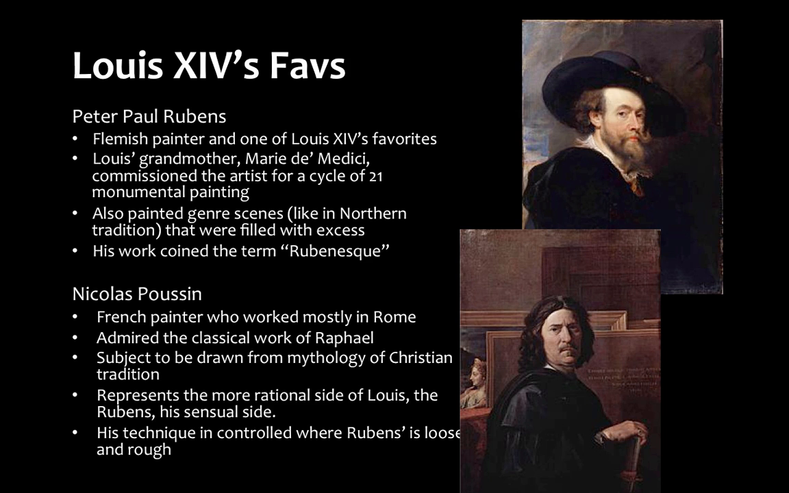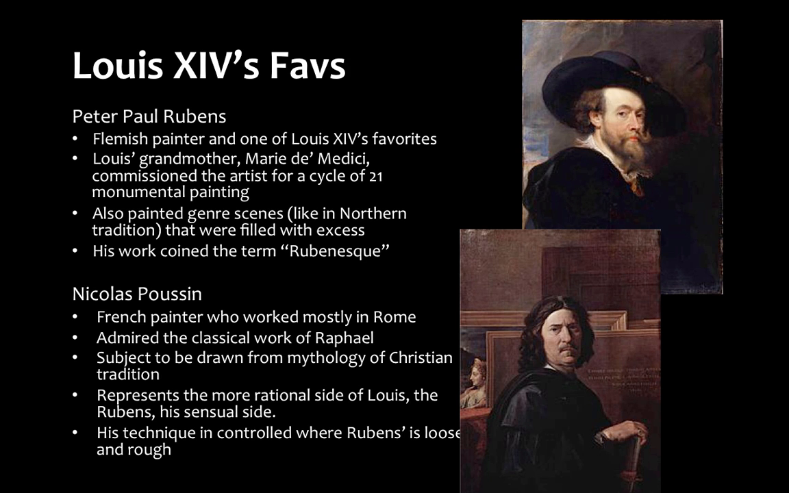So Louis, as I've already mentioned, sets the taste for what people are going to like. And there's two artists in particular that become very famous during this period because they're two of Louis's favorites. One is Peter Paul Rubens, featured here, and the other one is Nicolas Poussin. So they're extremely different in their styles. And I'll show you some quick examples of the work of each one of them. But you should know the characteristics for each one.